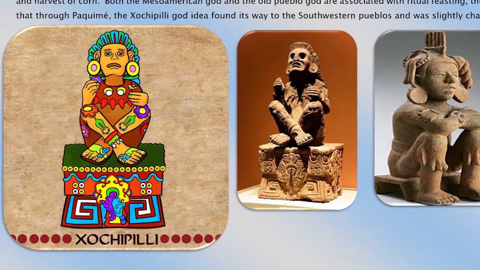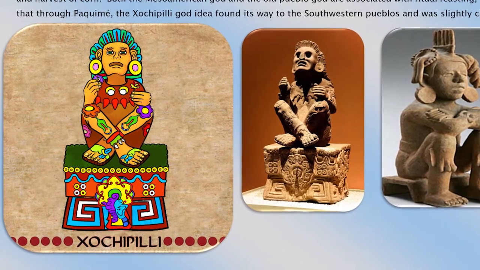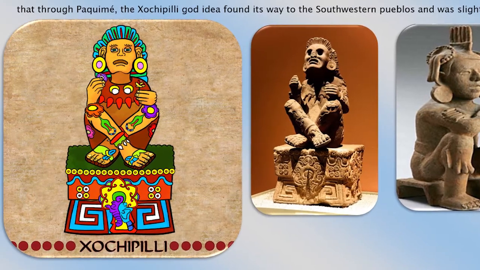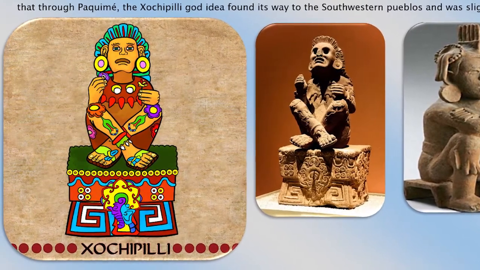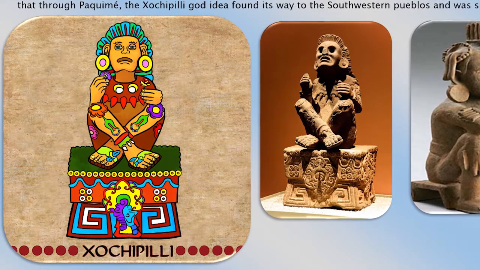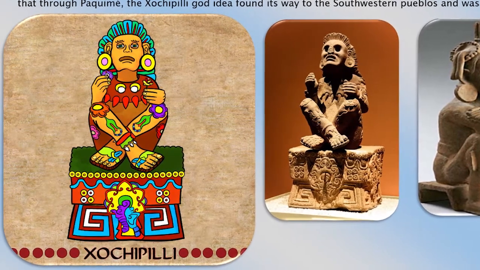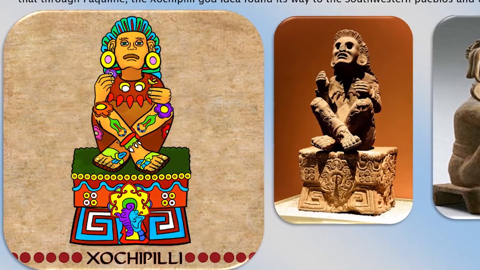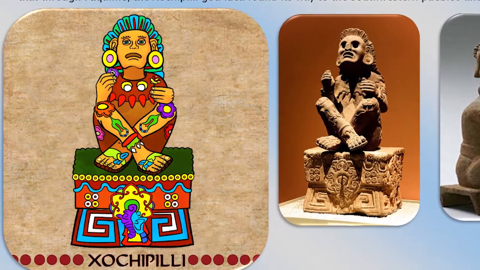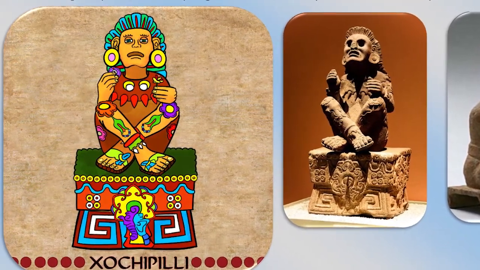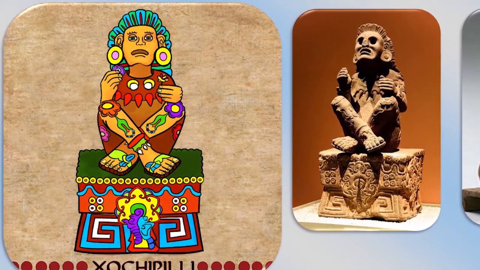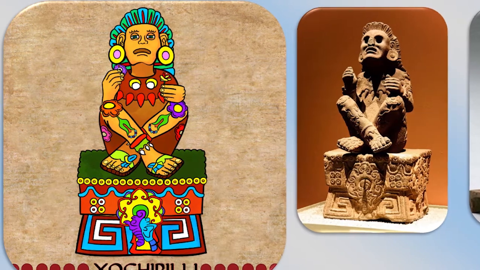The sun youth of the pueblos brings the corn maiden to the fields and is associated with the rituals having to do with the growth and harvest of corn. Both the Mesoamerican god and the old pueblo god are associated with ritual feasting, the clown societies, political organization, and curing illnesses. Archaeologists conclude that through Paquime, the Xochipilli god idea found its way to the southwestern pueblos and was slightly changed to fit local needs. There are many other examples of such similarities.